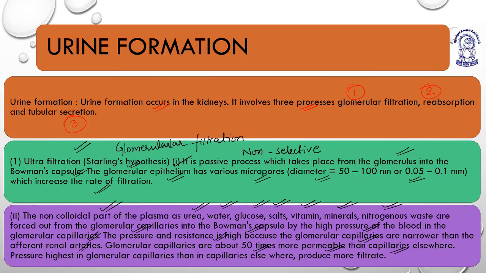The size of the glomerular capillaries is narrow in comparison to the afferent arteriole, which brings the blood into the glomeruli. That is why they are 50 times more permeable than the capillaries elsewhere. Pressure is highest in glomerular capillaries, and that is why they produce more filtrate. Is it understood?